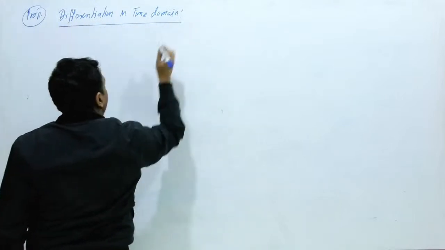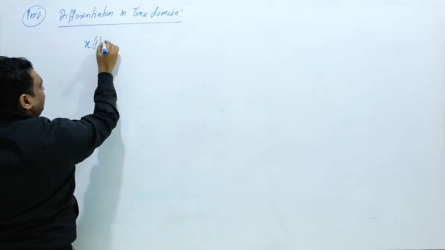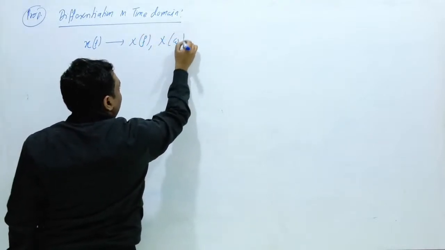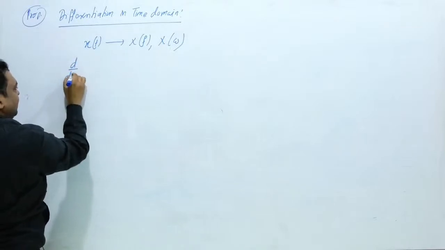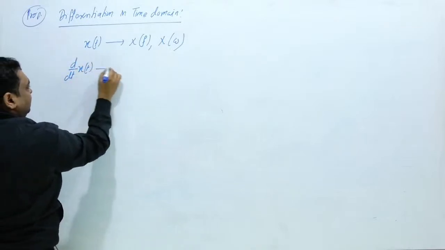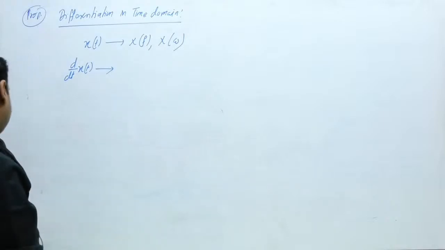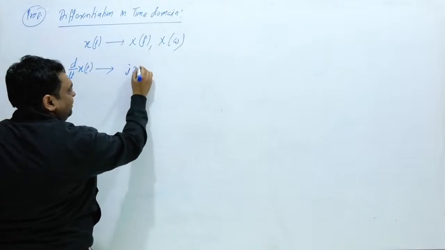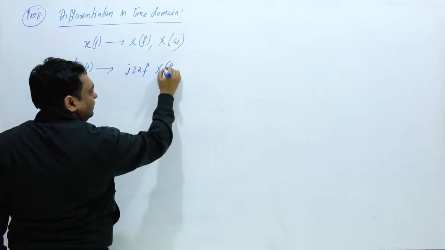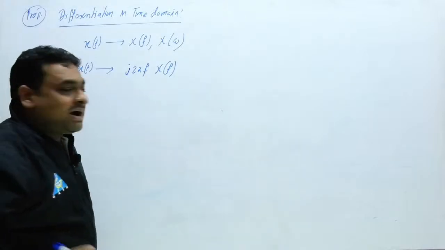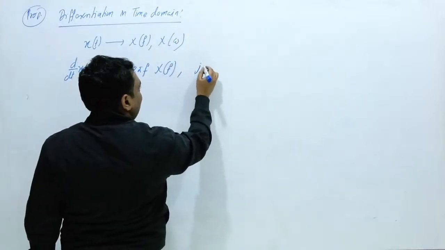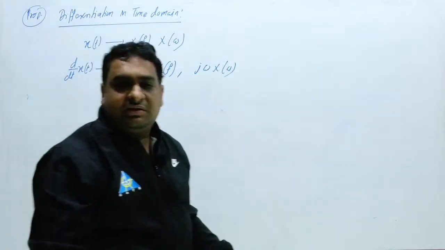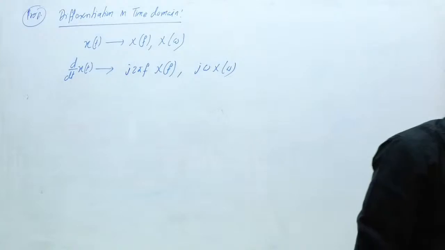Differentiation in time domain means if x(t) has Fourier transform X(f) or X(omega), then what will be the Fourier transform of d by dt x(t)? Many people already know this thing. What we have to do here is multiply by the j2 pi f term. So we will multiply here j2 pi f. Also for omega you will multiply j omega into X(omega). 2 pi f is nothing but omega. You can also multiply with j omega X(omega).